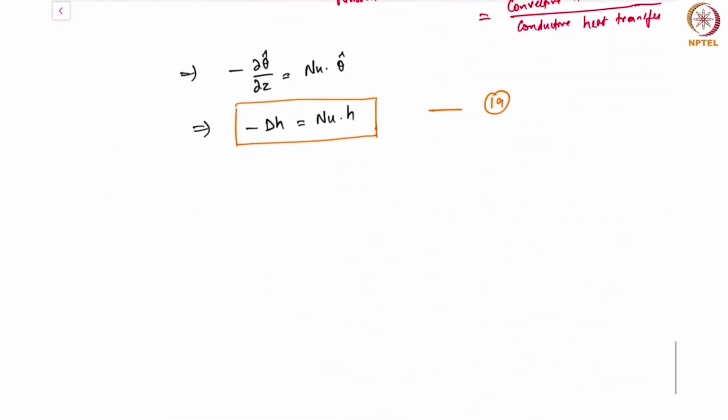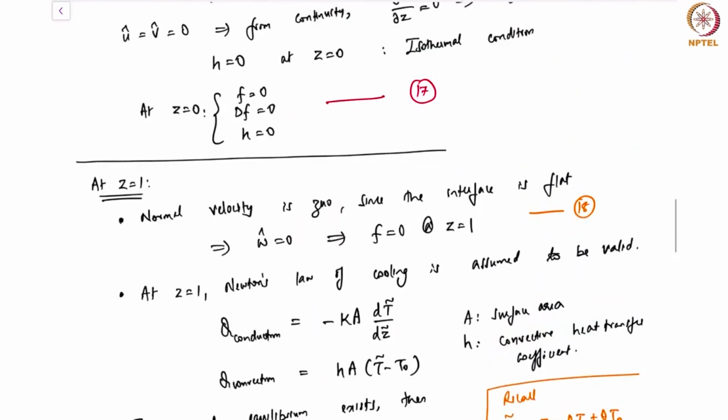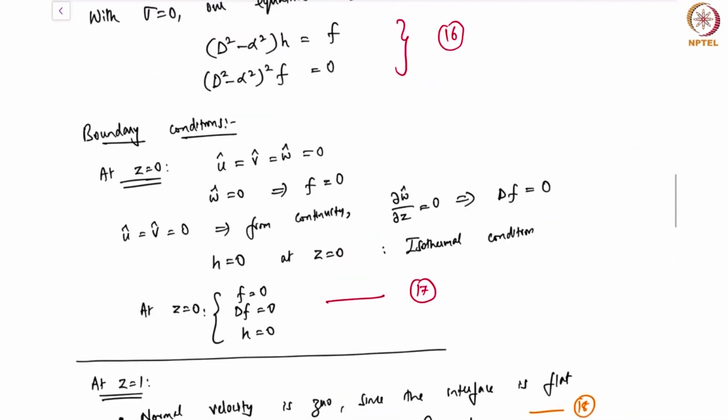And finally we also have to derive a condition for the velocity at the interface. The reason we need a velocity condition for the interface is, if you look at the equations, it has 4 derivatives for f and 2 derivatives for h. It's a second order equation for h, and you have a fourth order equation. The second equation 16b is a fourth order equation.